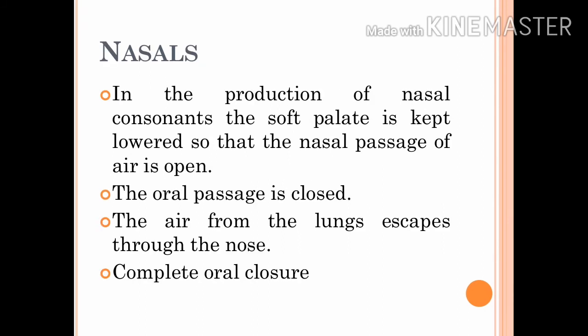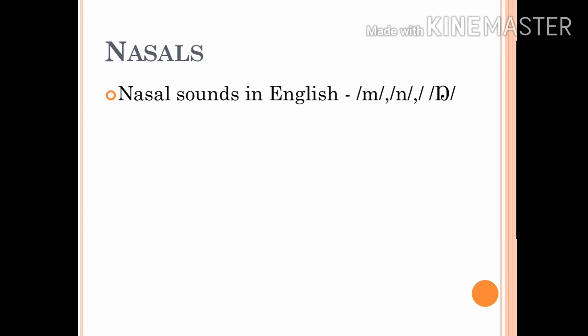Nasals. In the production of nasal consonants, the soft palate is kept lowered so that the nasal passage of air is open. The oral passage is closed and the air from the lungs escapes through the nose. Consonants articulated with a structure of complete oral closure are called nasals. There are three nasal sounds in English: M as in model, N as in net, and Ng as in king.